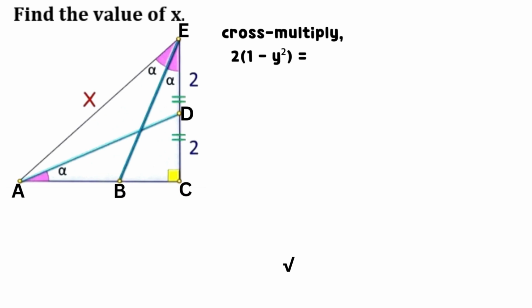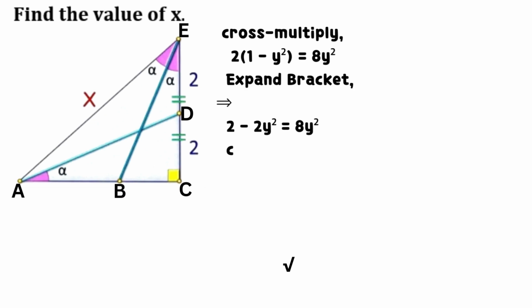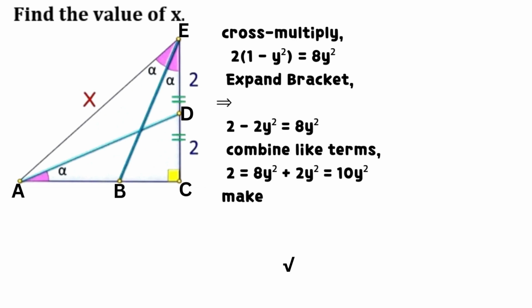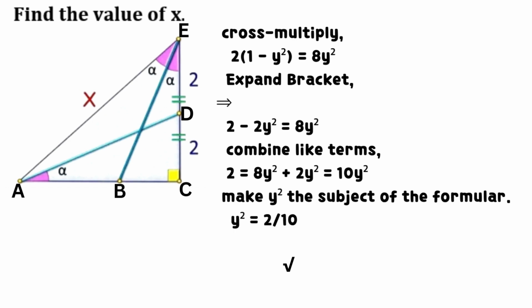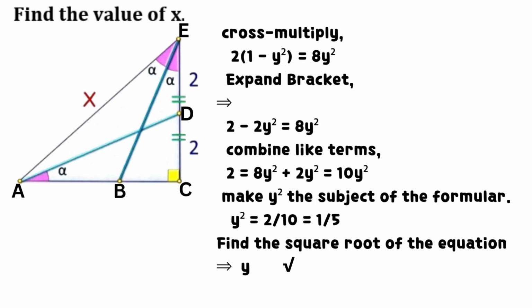Cross multiply. We have that the product of 2 and 1 minus the square of y equals 8 times the square of y. Expand the bracket. It implies that 2 minus 2 times the square of y equals 8 times the square of y. Combine like terms, so that 2 equals the sum of 8 times the square of y and 2 times the square of y, which equals 10 times the square of y.